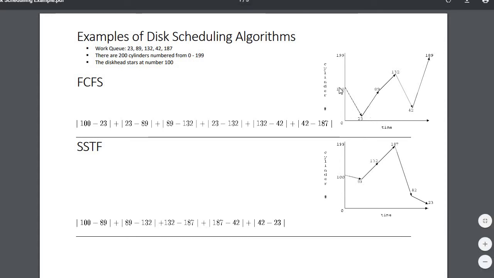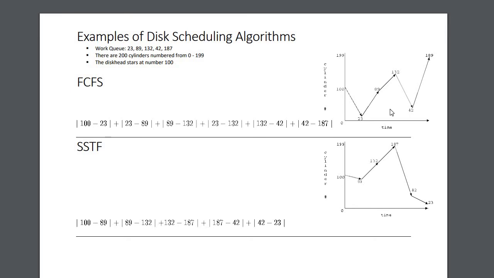So the head moves from 100 to 23, then 23 to 89, then 89 to 132, then comes back to 42, and then finally reaches 187. So we can take the difference between the different head movements and calculate the total number of cylinders we access. In first come first serve you can see that we have haphazard movements: we are standing at 100, we come down, then go up and down, up and down.